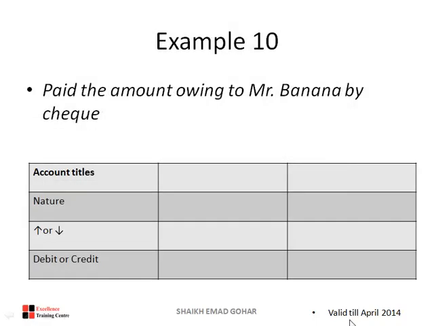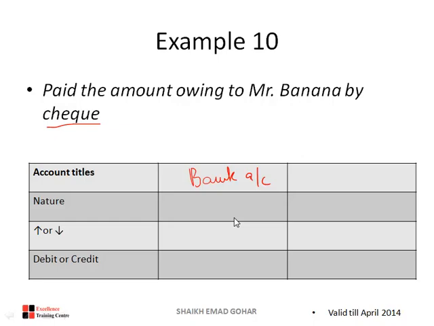Example number 10, paid the amount owing to Mr. Banana. Remember Mr. Banana? Earlier I purchased something from him on credit. Now I am paying him, and I am paying him by check, not by cash. So always remember, if this word is written, you have to use bank account. If cash is written, you will write cash account. If check is written, you will write bank account, because check is related to the bank.